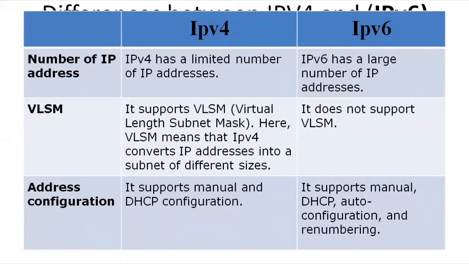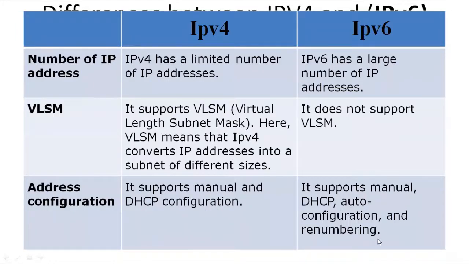And then the number of IP addresses. IP version 4 has a limited number of IP addresses, and IP version 6 has a large number of IP addresses. 2 power 32 addresses here, and 2 power 128 addresses there. Then variable length subnet mask support. IP version 4 supports VLSM, IP version 6 does not support VLSM. Address configuration: that means manual and dynamic host configuration protocol is used to configure the addresses.